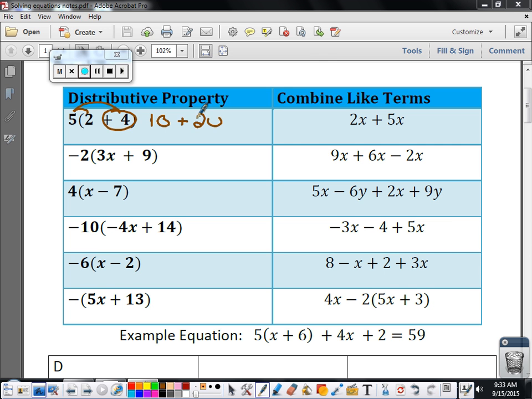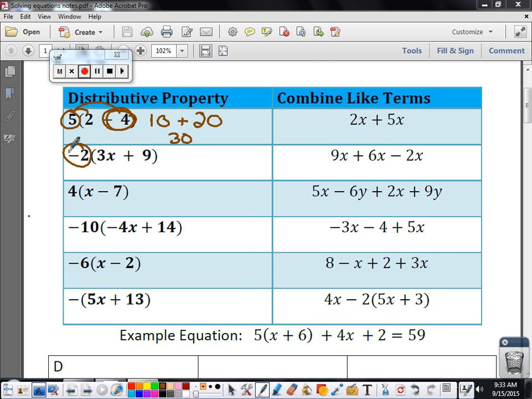Positive 20. How do I know that it's positive 20 and not minus 20? Anybody? The reason I know this is a plus 20 is because this is a positive number and this is a positive number. And when I multiply two positive numbers together, I get a positive number. And then 10 plus 20 is 30. So this is the distributive property. Let me show you again.